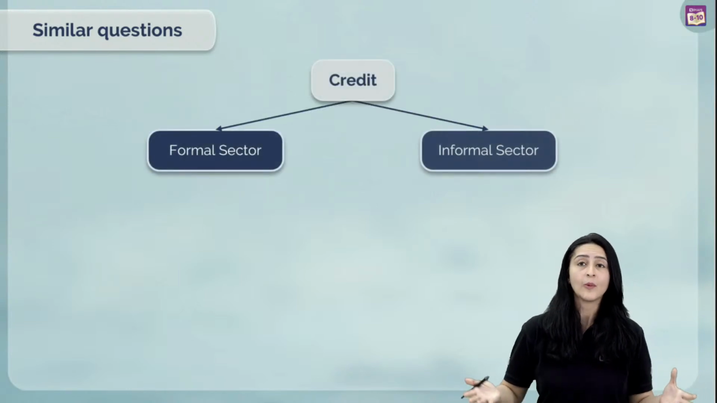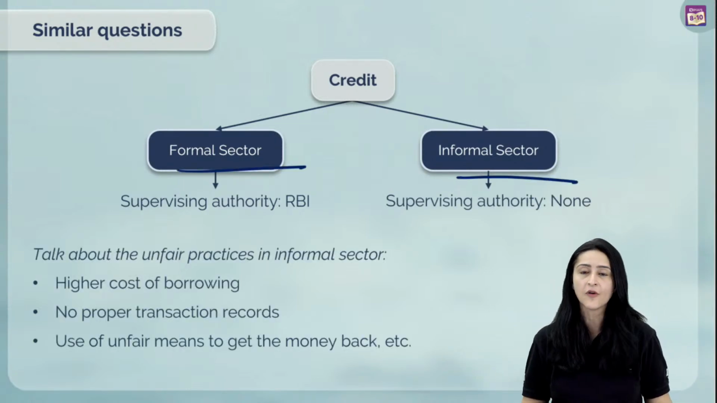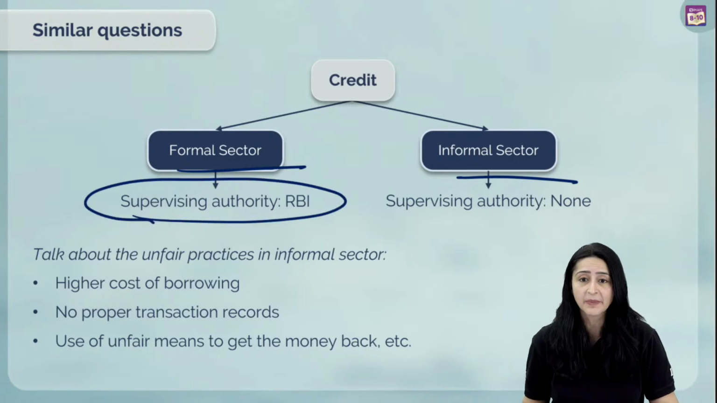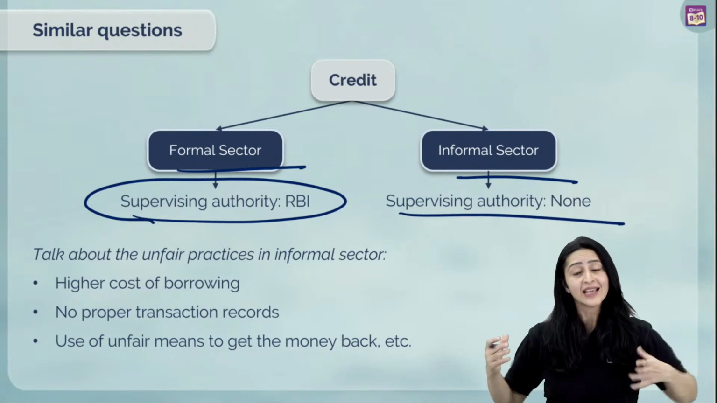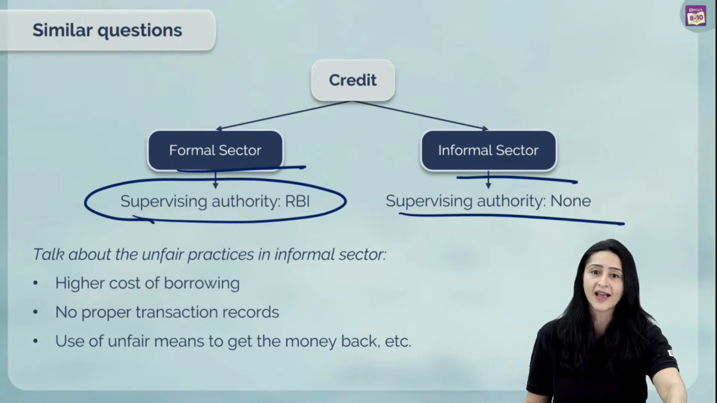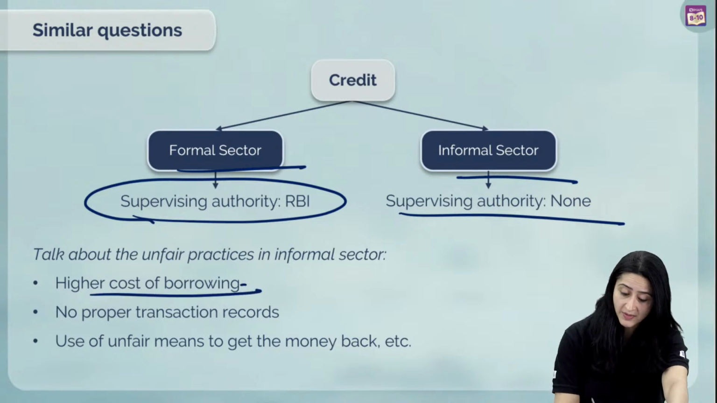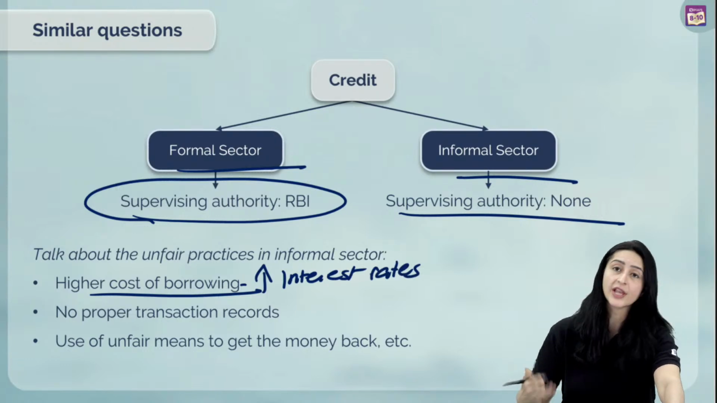So we need to understand, why is a supervising authority important? Well, in terms of credit, we know that there are two sectors. There is the formal sector and there is the informal sector. Formal sector has a supervising authority, which is the RBI, but in the informal sector, there is no supervising authority. Is this a good thing? This is not a good thing, because naturally when there is no supervising authority, what happens over here? There is a higher cost of borrowing, which means there are high interest rates, which becomes very difficult for people to repay, right? So they could go into debt traps.